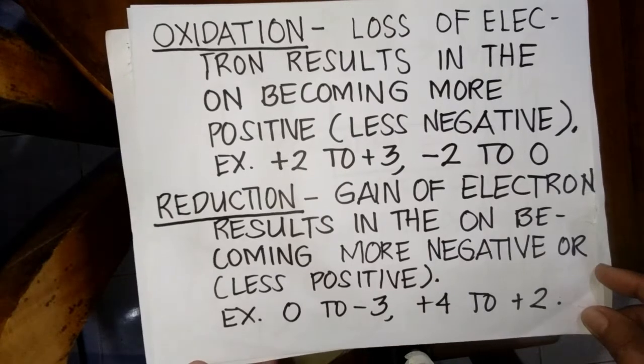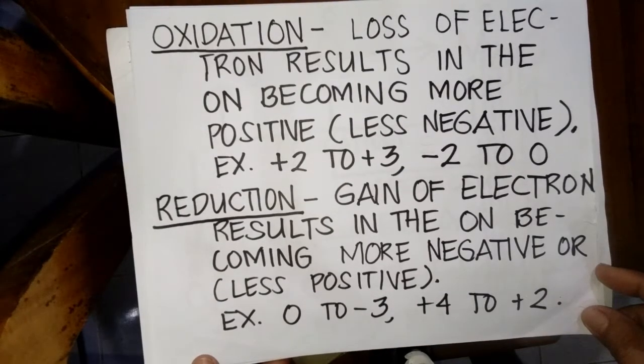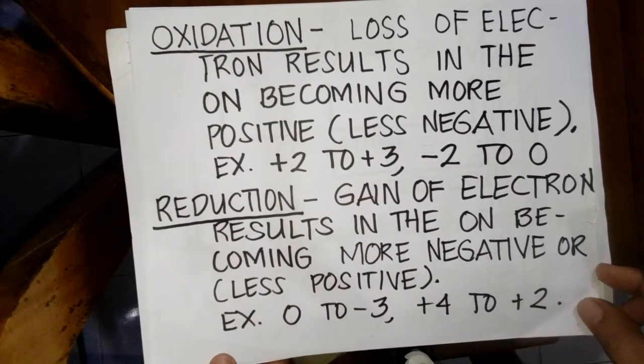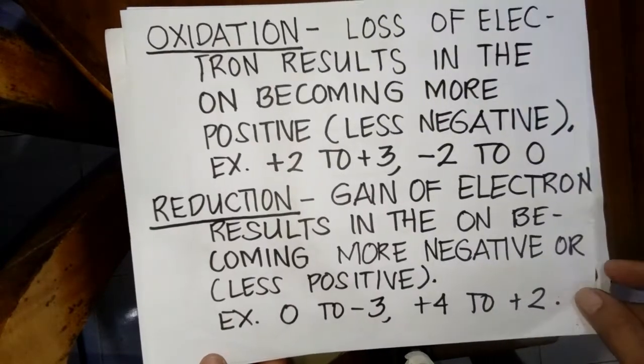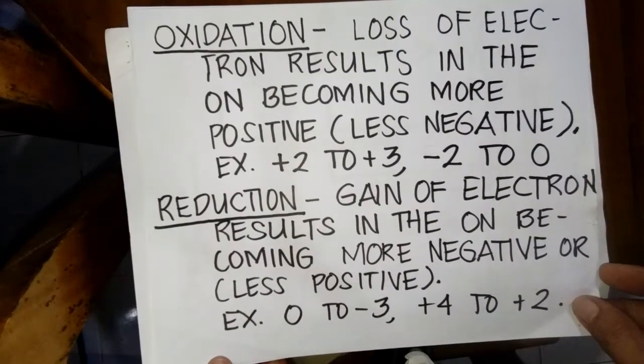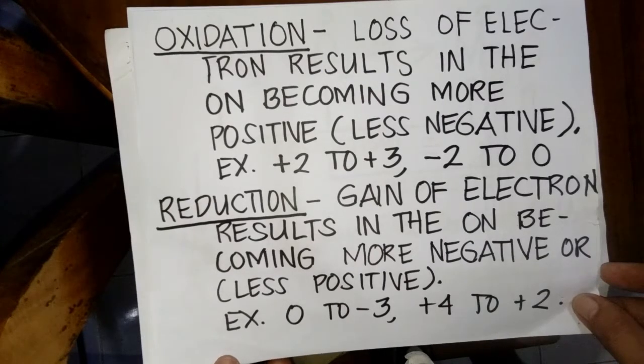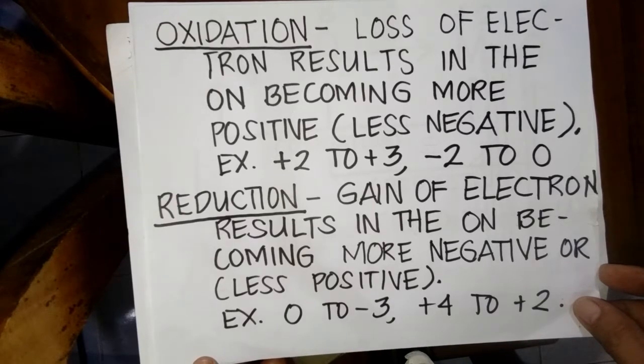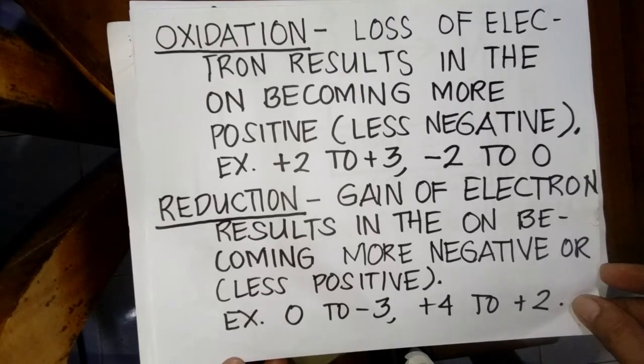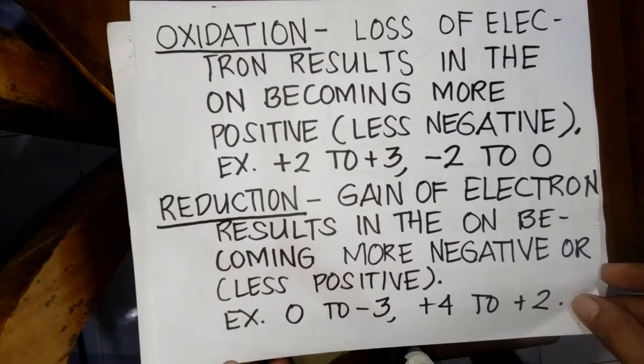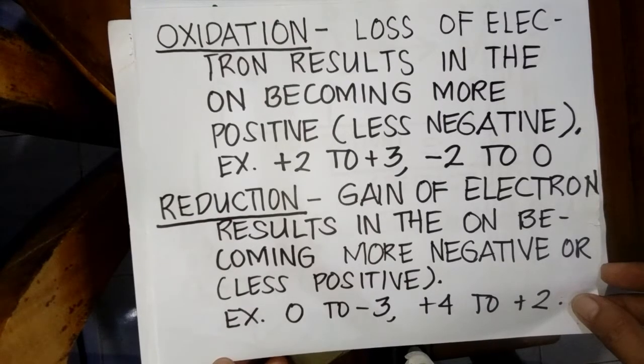Oxidation is the loss of electrons that results in the oxidation number becoming more positive or less negative. Example, positive 2 to positive 3, or less negative, negative 2 to 0. Reduction means there is a gain of electron that results in the oxidation number becoming more negative or less positive. Example, 0 to negative 3. This is becoming more negative or less positive from positive 4 to positive 2.